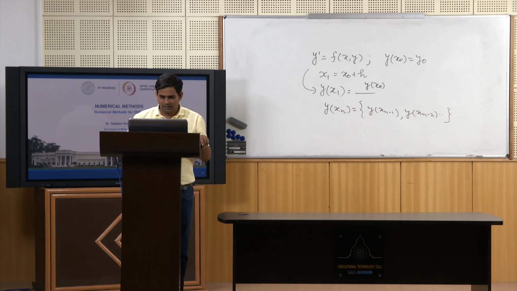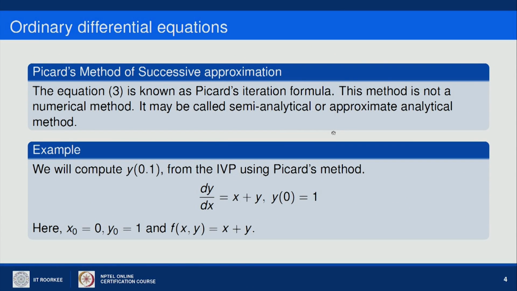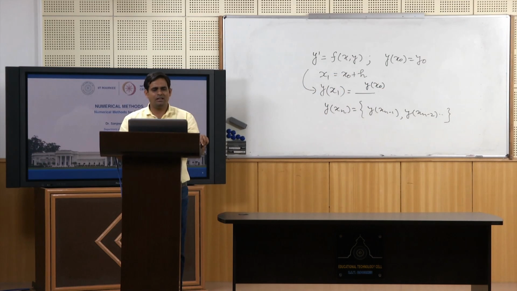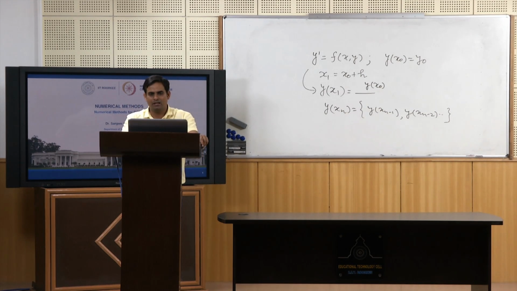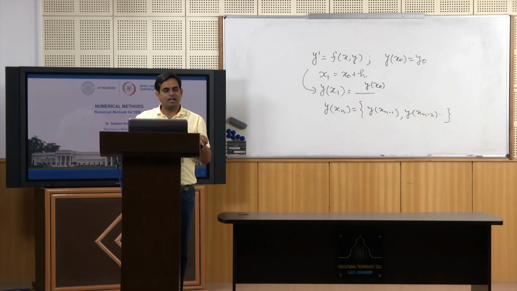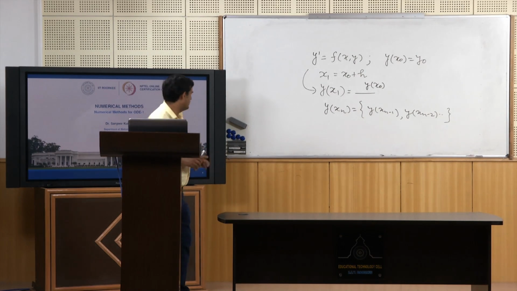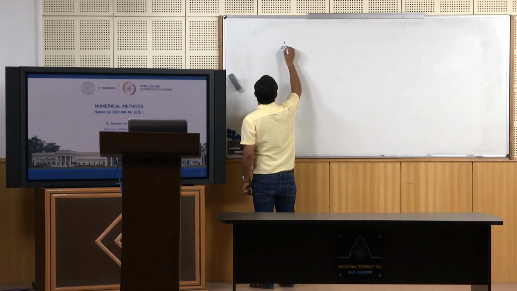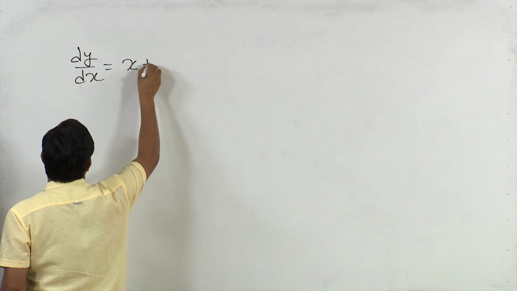This equation is called Picard's iteration formula, and as I told you, it is not a numerical method; it is something between numerical and analytical methods. So, I can say it is a semi-analytic or approximate analytical method. Let us consider this particular problem and apply Picard's method to this example. The example is dy over dx equals x plus y.